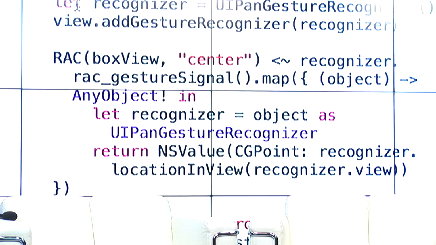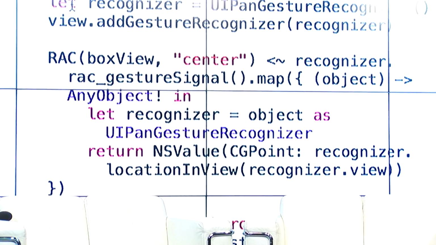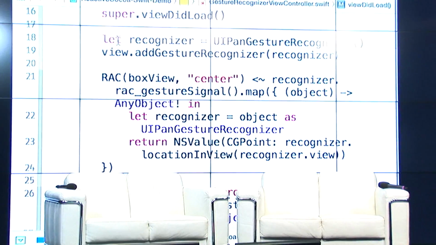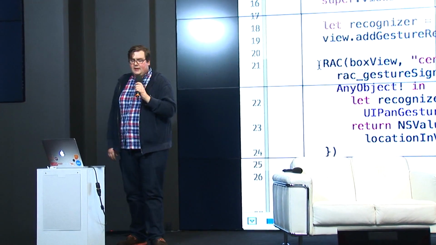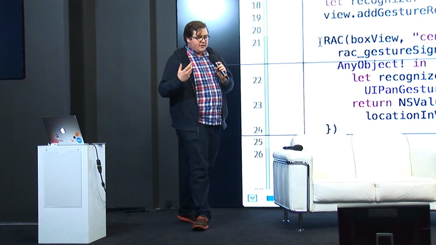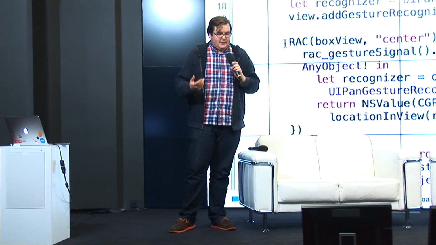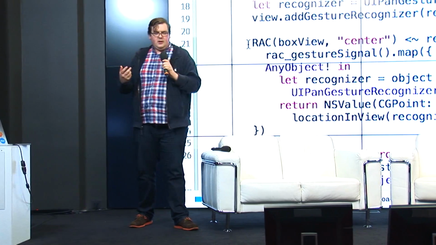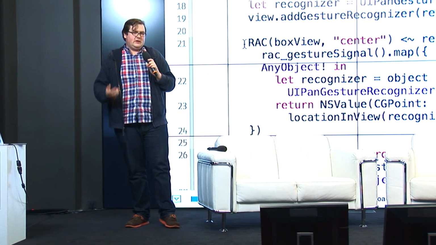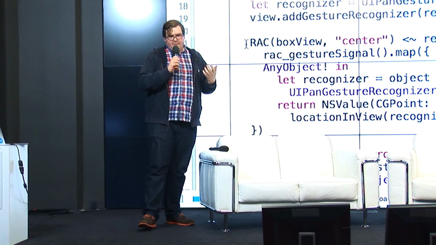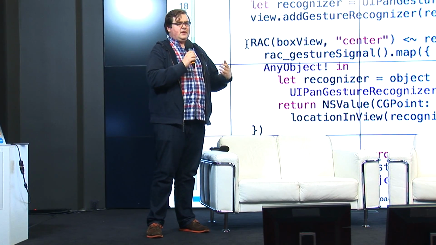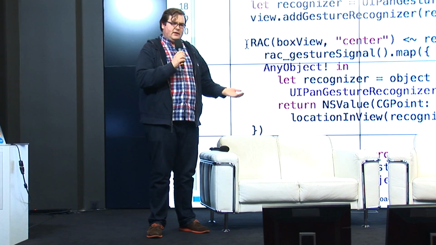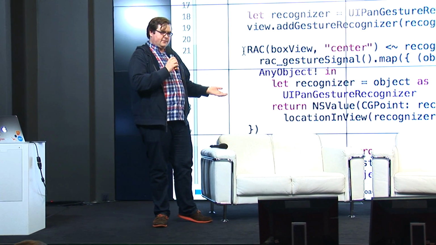Okay, so I create a gesture recognizer at line 18. Fairly straightforward, just create a new one, add it to my view. And then I create this binding on line 21. And I say, bind the box view's center property to be a mapped version of the gesture recognizer's gesture signal. So every time the gesture recognizer fires, the gesture signal sends a new value. And the value that it sends is the gesture recognizer itself.